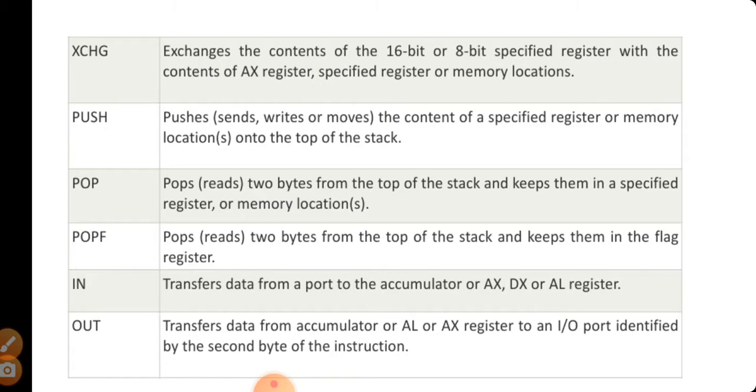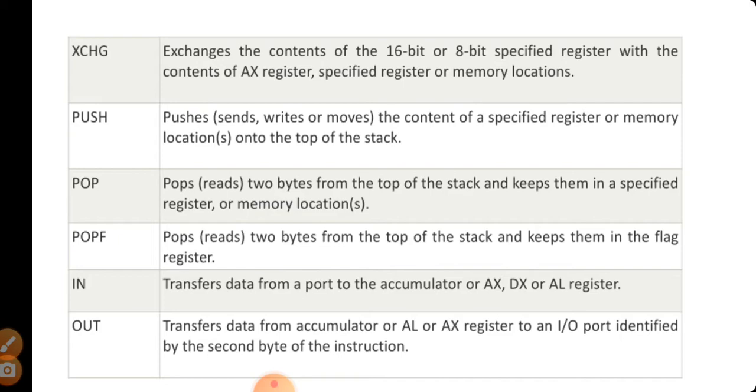In a stack, there is one pointer that is called the top variable, and the top variable is used to point to where the value is to be stored. Whenever we add an element into the stack, the position of the top is incremented by one. The top position indicates how many values are held by that particular stack. So there is the push instruction. Again, the push instruction is used to load or send or write or move the content of a specific register to a memory location onto the top of the stack.